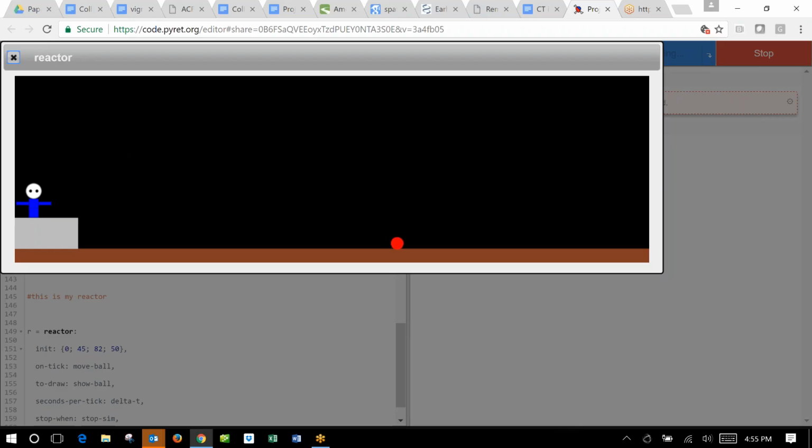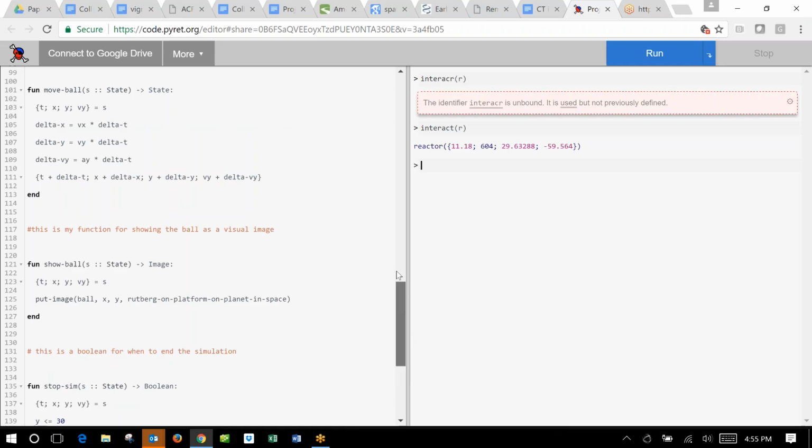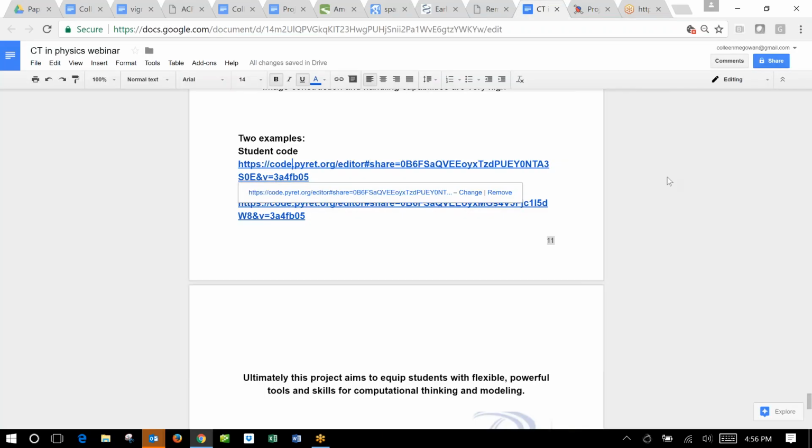The code can be manipulated. The assignment was to write code to make Mr. Rutberg throw a projectile, but also to have it be modifiable so that you can be on different planets. So this is modifiable code, and it's student-written code, six months into the school year. I was delighted to see that.